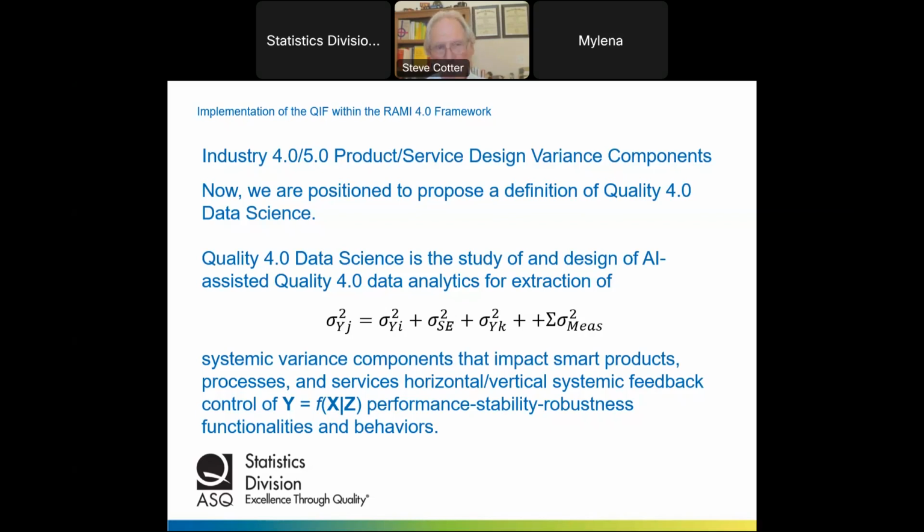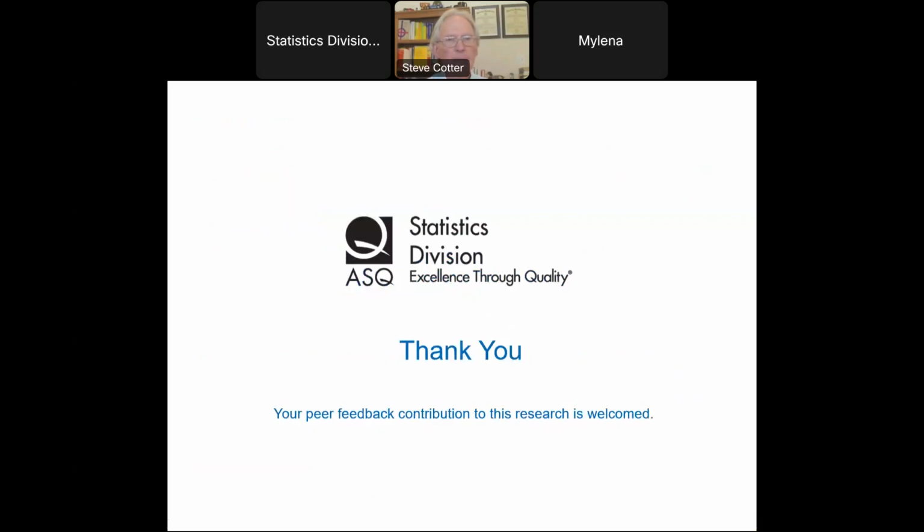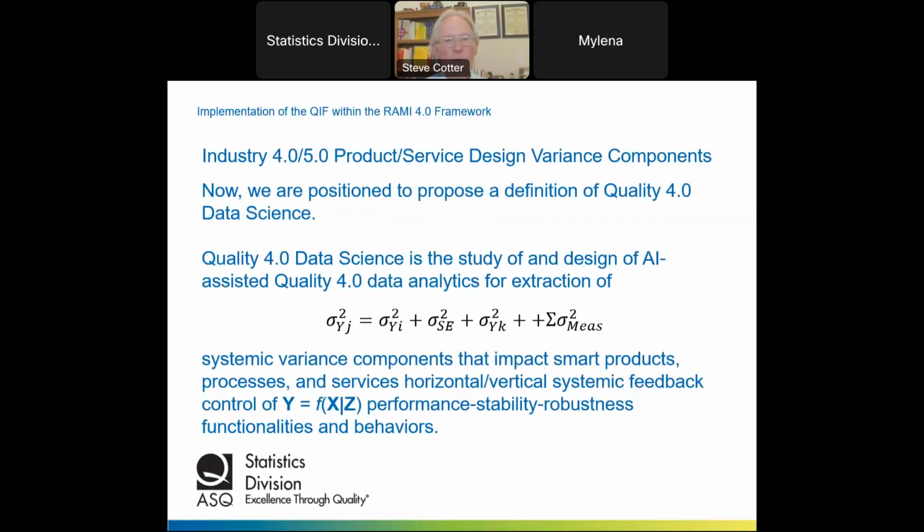So this is my proposed definition of quality 4.0 data science, because the central issue in quality has always been control, stability, robustness, and performance. Questions, comments? I got through 5 minutes ahead. Well, okay, 5 minutes and 30 seconds. Questions, feedback, please.